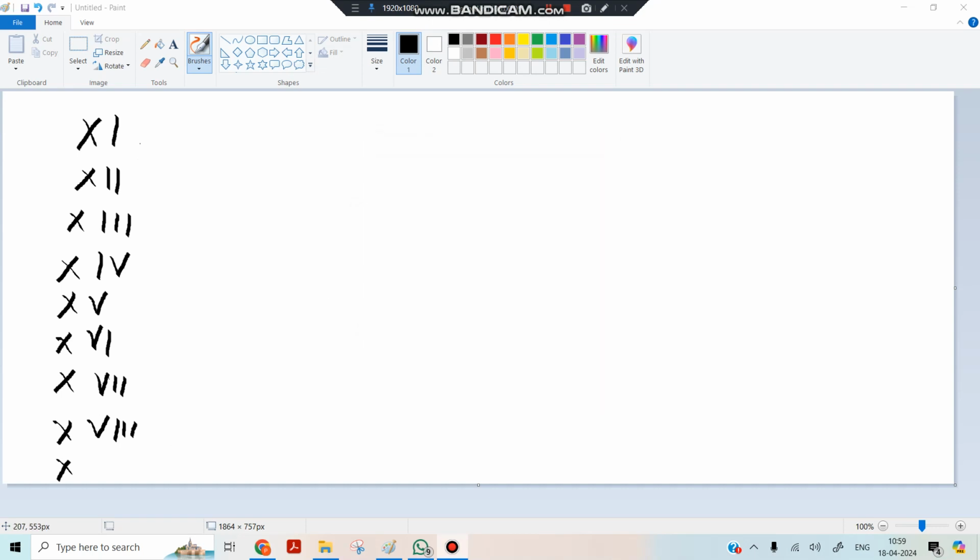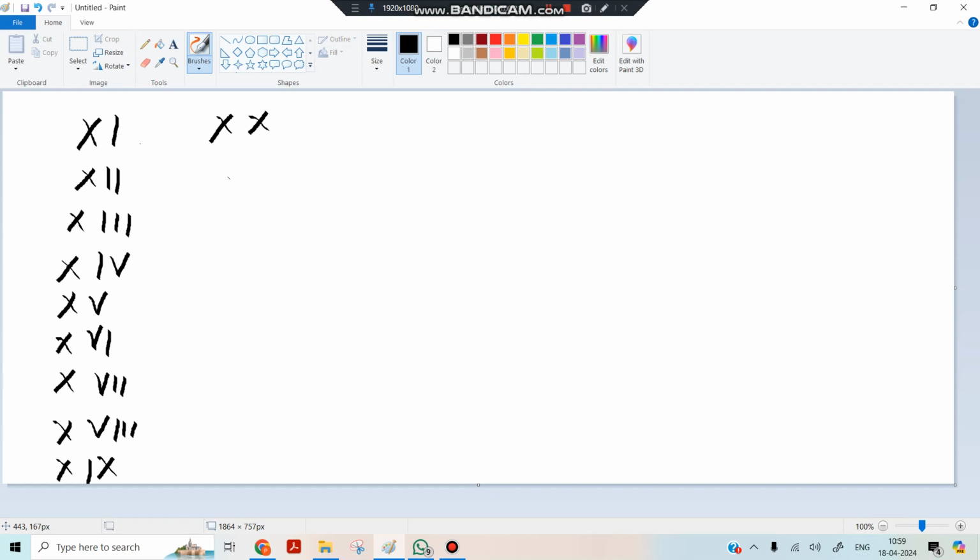And along with the 10, we will write 9. So 1X is 9. So 10 plus 9 is 19. And 20 is 2 times X.